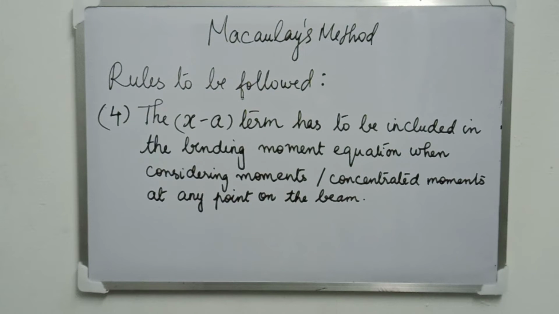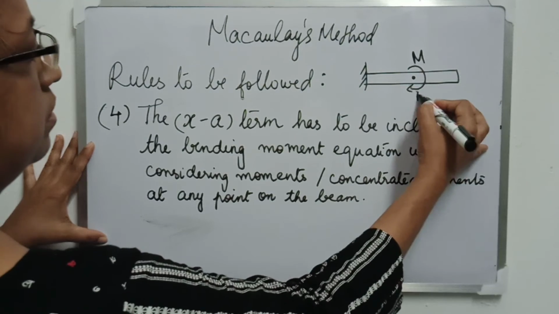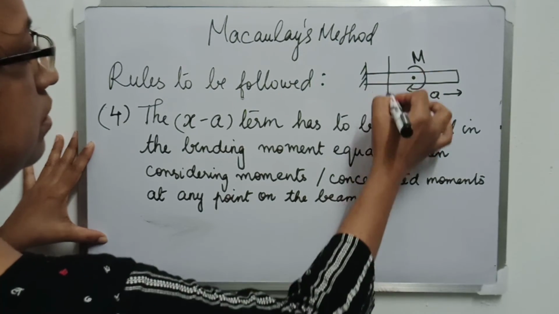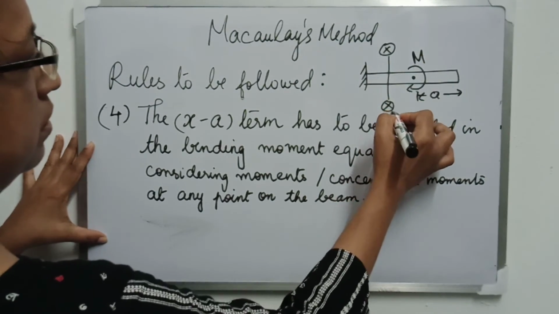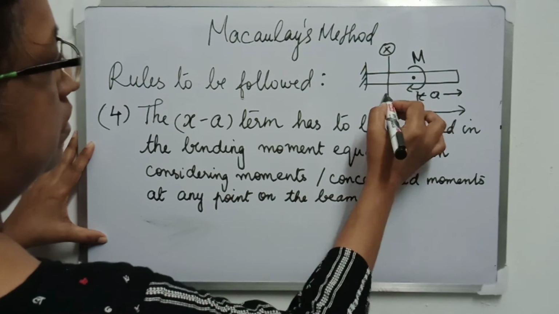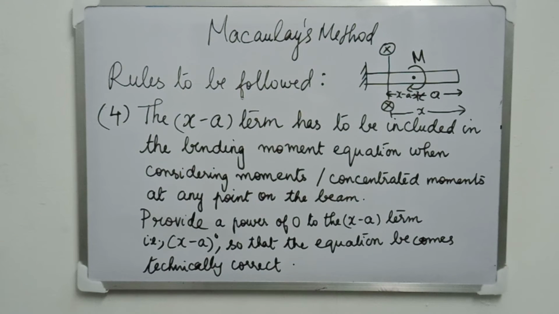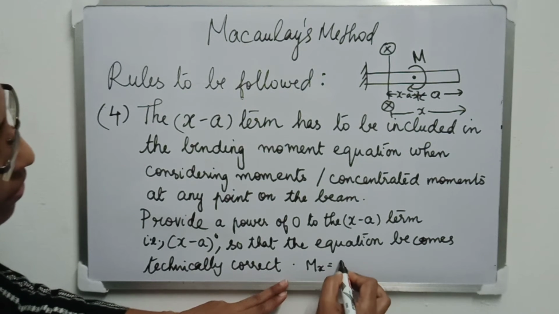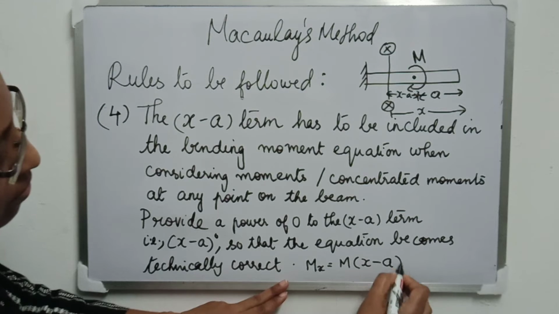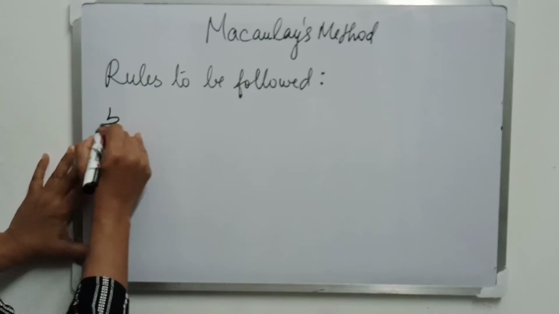So here we have the fourth rule. The x minus a term has to be included in the bending moment equation when considering moments or concentrated moments at any point on the beam. And here we provide a power of 0 to the x minus a term, that is x minus a power 0, so that the equation becomes technically correct. Now let us see the fifth rule.